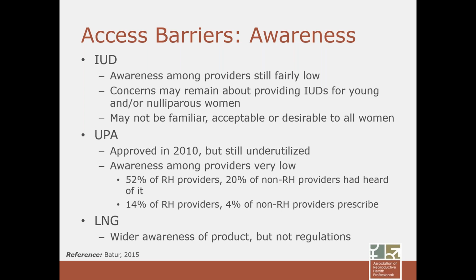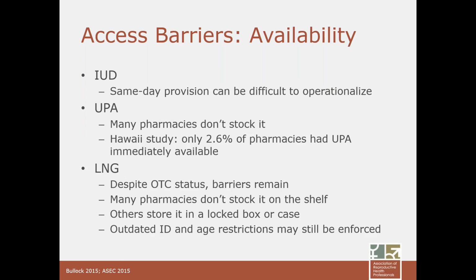And when it comes to provision, as providers, we do even worse. So in terms of prescribing or offering EC to women, only 14% of reproductive health providers prescribe UPA, and only 4% of non-reproductive health specialists. So that includes our ER folks. So as we'll discuss in the next slide, if we can click over, while the awareness of Levonorgestrel EC is far more widespread than for UPA, there's still a lot of confusion about Levonorgestrel EC and how it's sold. So that actually is a barrier to use as well.